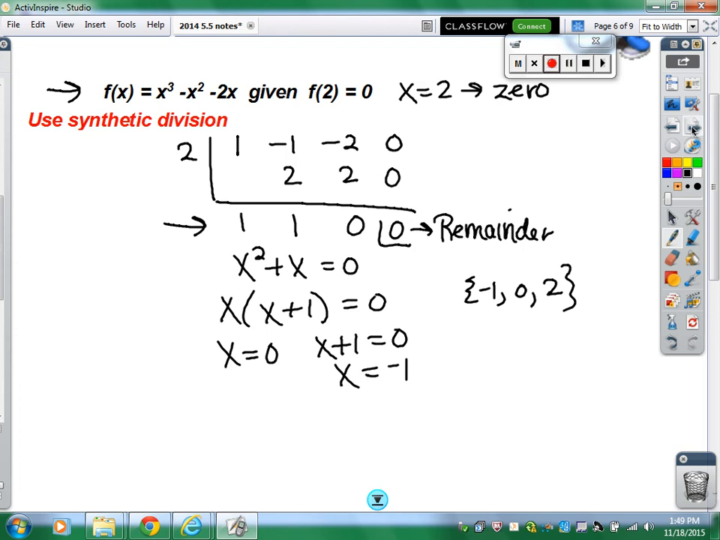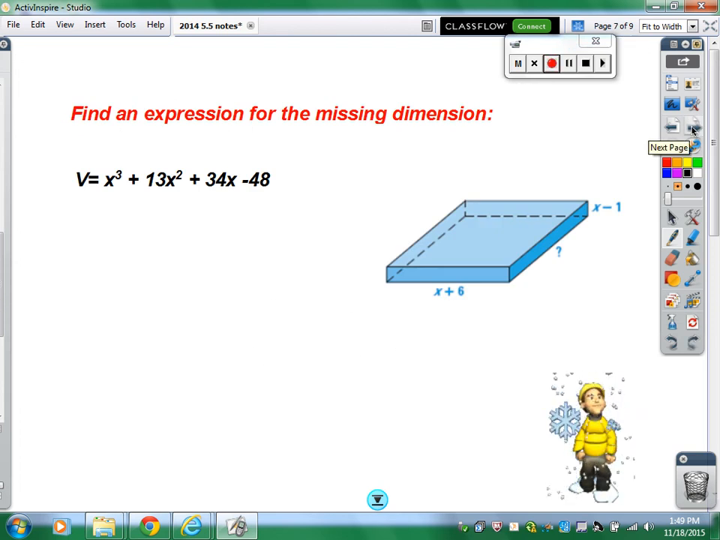I believe that's the last one. Oh, got this problem. Let's go back. This is on the back of your notes. This is an SOL-like problem. So let's look at this one. Find an expression for the missing dimension. So I'm looking for this missing dimension on this box. They're telling me 2 dimensions, x minus 1 and x plus 6. So I'm looking for that third one.